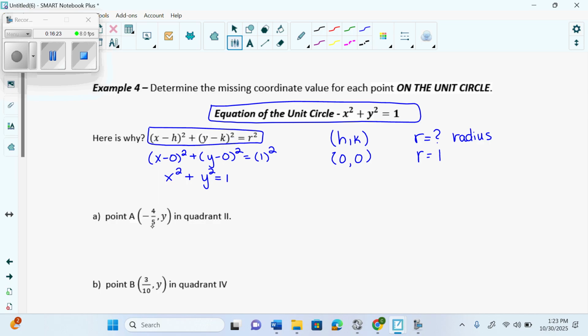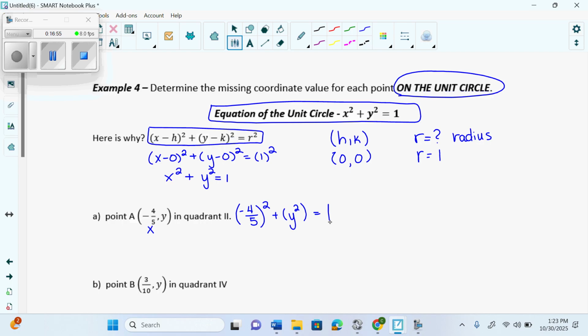So this one gives me an x, the y stays a y, and it's in quadrant 2, and it says it is on the unit circle. Whenever I see this, I use the formula x squared plus y squared equals 1. Okay? So I am going to go negative 4 over 5 squared plus y squared equals 1. I'm just filling it into the formula, right?